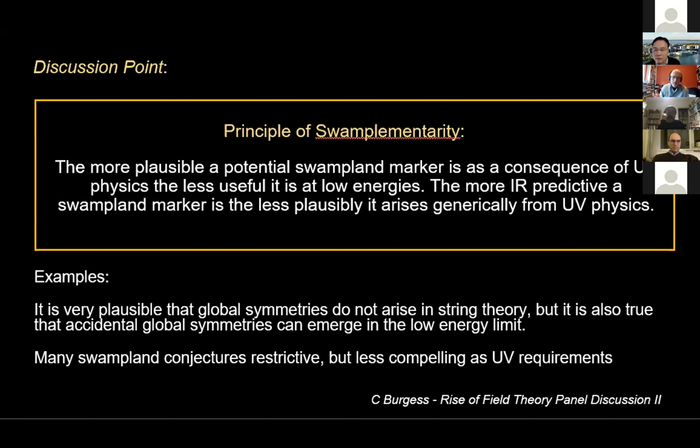I have in mind in those examples something like the absence of global symmetries, which is very plausibly something predicted by string theory. But it's also true that accidental global symmetries often emerge at low energies, even if they weren't there fundamentally. So the absence of global symmetries in an effective field theory may or may not be a useful clue. And there were, of course, many strong conjectures as to what could be going on in the swampland, and there's certainly debate in the literature, and we'll see today probably, as to how compelling they are as consequences of things like string theory.